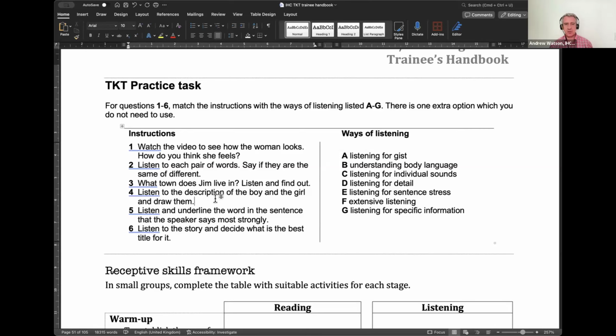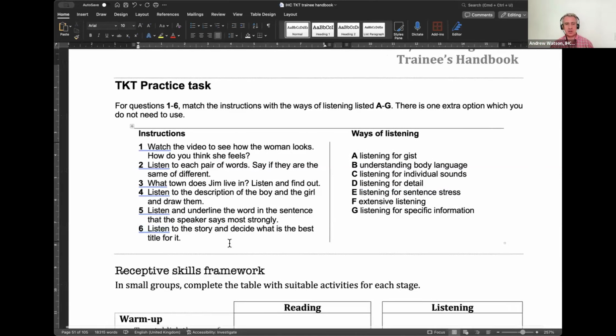Listen to the description of the boy and the girl and draw them. That would be listening for detail, yeah. It's a very intense sort of listening, isn't it? Or you following the instructions and so on. Listen and underline the word in the sentence that the speaker says most strongly. It would be the sentence stress. It was a bit like the pronunciation activity we did today, but that was in a word, not a sentence.